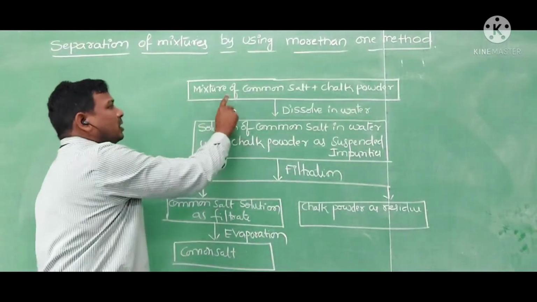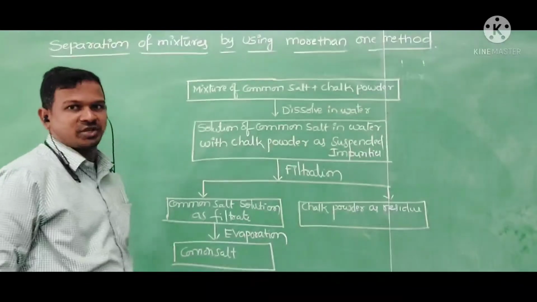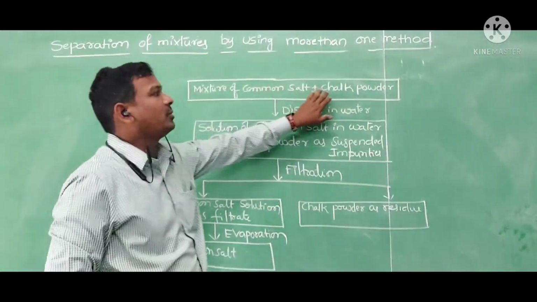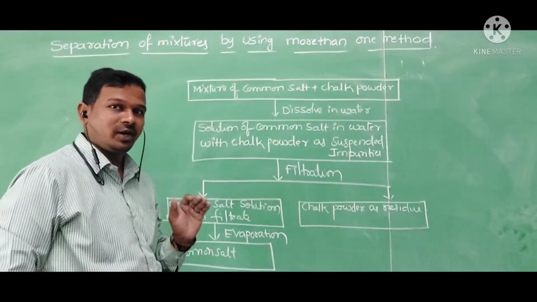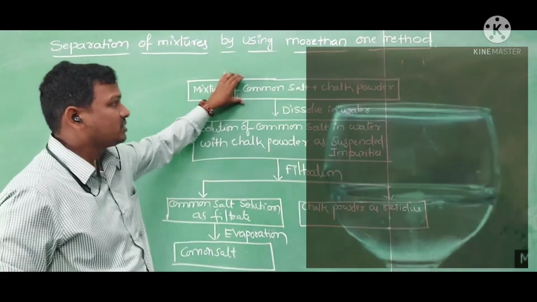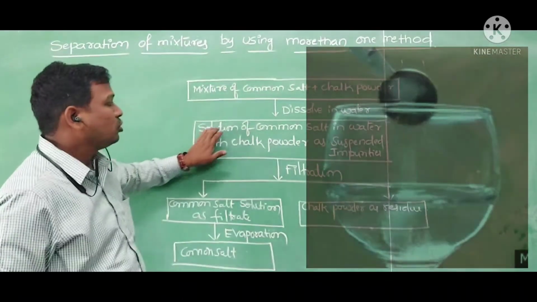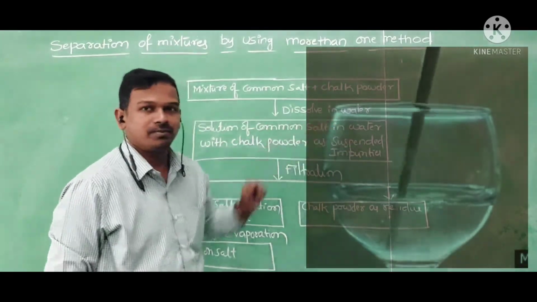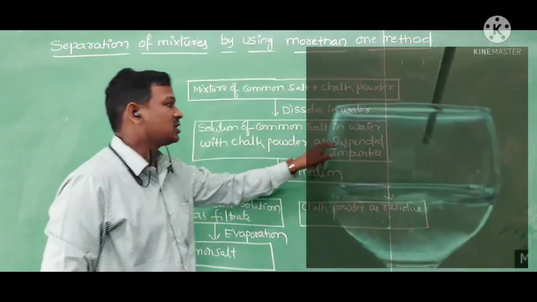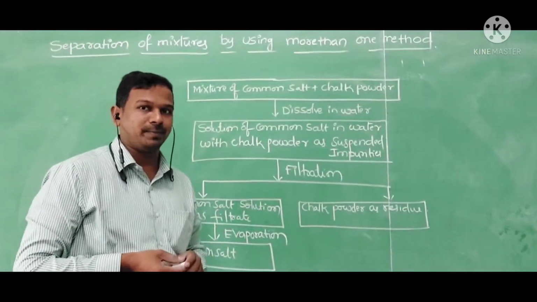Here we take a mixture of common salt and chalk powder. In order to separate the common salt from the mixture of these two, we need to follow these steps. Look here, I am dissolving this mixture in water. So what will happen? A solution of the common salt will form with the water, and the chalk powder will remain as suspended impurities. The chalk powder will be settled at the bottom.